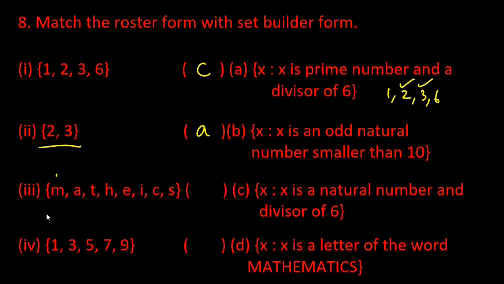Then the third one, the letters of MATHEMATICS are given. And here it is given D. In D, the letters of the word mathematics. So here T, A are repeated. A and T are repeated. So they are not written here. The third one matches with D.